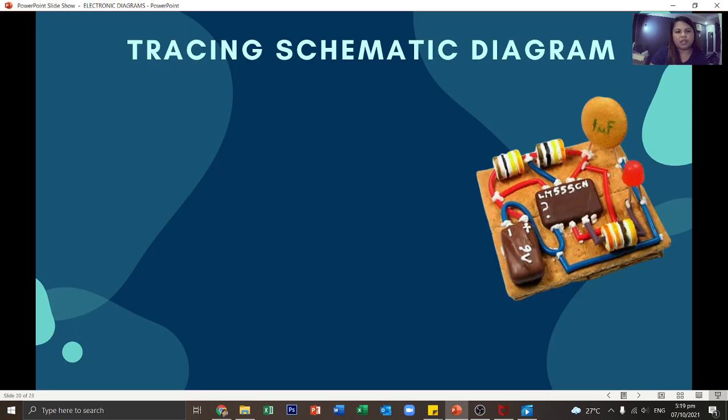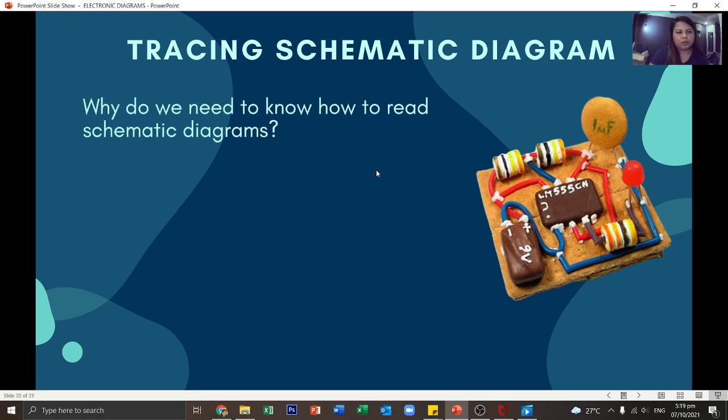Okay. So how do we trace a schematic diagram? But first, why do we need to know how to read schematic diagrams? Okay, why are we studying these schematic diagrams? Why do we need to know? Okay, do you have any idea? Any idea will be accepted.